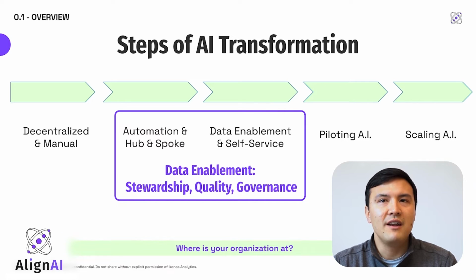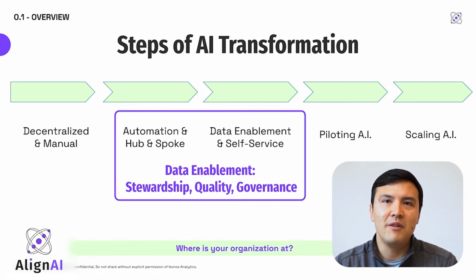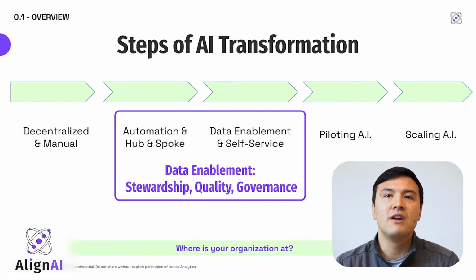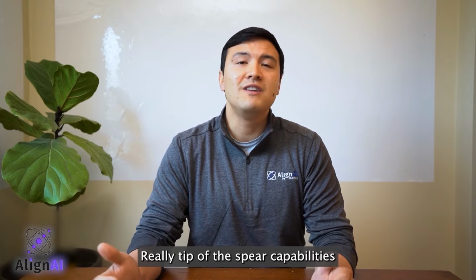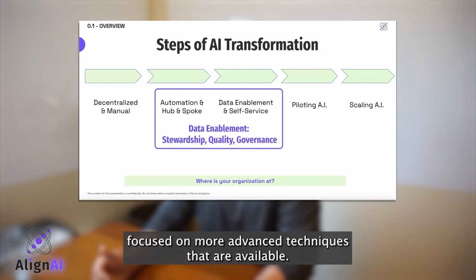And one thing we've been excited to learn is that many companies are focused on enabling data across their organization rather than jumping into building machine learning and more advanced modeling to start. They really see data enablement as the way to free up capacity for their analytics team and help their analytics team really tip the spear capabilities focused on more advanced techniques that are available.